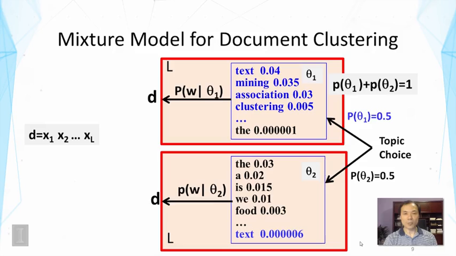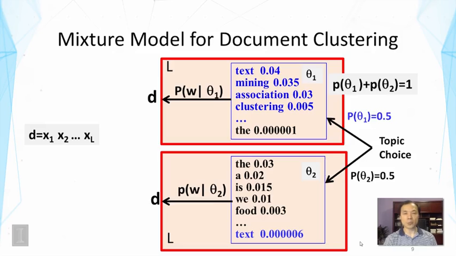Now, if you compare this picture with the previous one, you will see the decision of using a particular distribution is made just once for this document in the case of document clustering. But in the case of the topic model, we have to make as many decisions as the number of words in the document, because for each word, we can make a potentially different decision. That's the key difference between the two models.